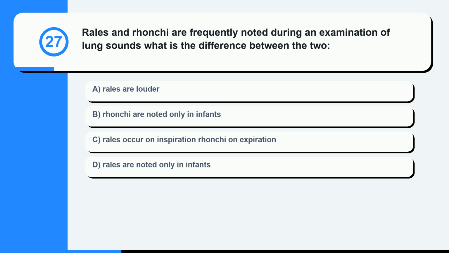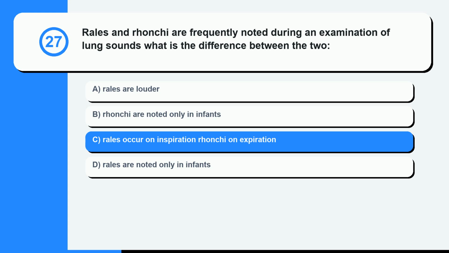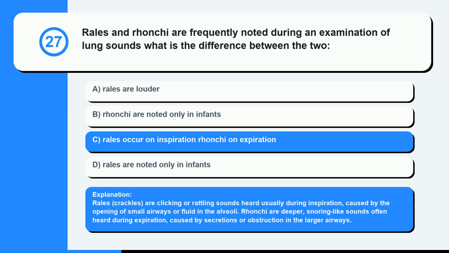Tachypnea. Tachypnea is an abnormally rapid breathing rate. Anxiety and stress trigger the sympathetic nervous system, fight or flight, which naturally increases the respiratory rate to provide more oxygen to the body in anticipation of a perceived threat.